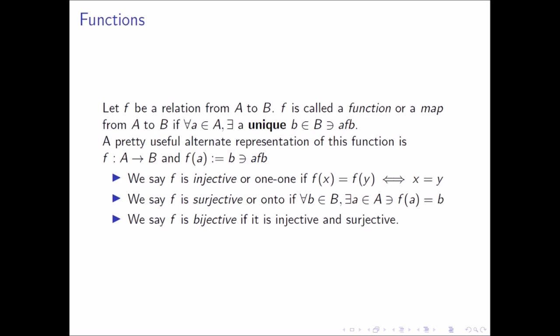Now we also define F as surjective or onto. We call F an onto or a surjective map if the range is equal to the codomain, that is, for all b belonging to B there exists an a belonging to A such that F(a) equals b. Now what if a function is both injective and surjective? We say F is bijective.